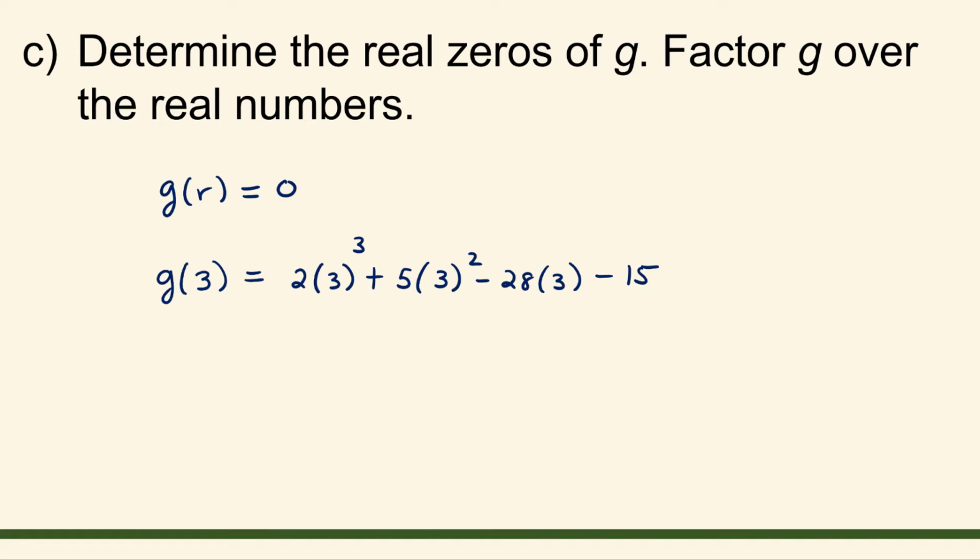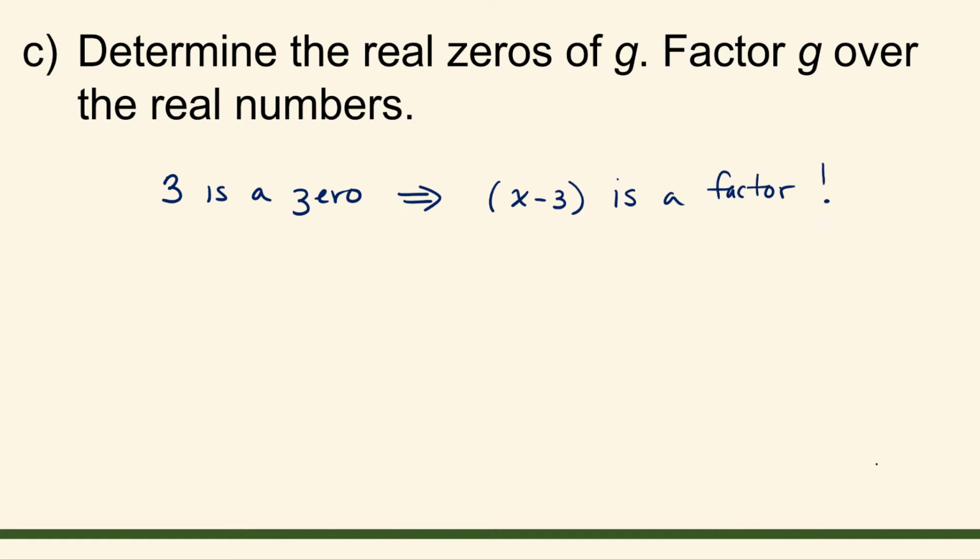From our p over q list, let's say that we choose positive 3. Evaluating function g at 3, we would get 2 times 3 cubed plus 5 times 3 squared minus 28 times 3 minus 15. g of 3 would then be equal to 54 plus 45 minus 84 minus 15, which equals 0. Therefore, we know that 3 is a zero of g of x. Since 3 is a zero of the function, then that implies that the quantity x minus 3 must be a factor of g of x.